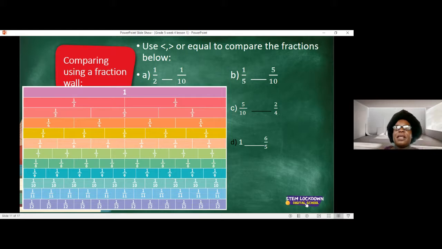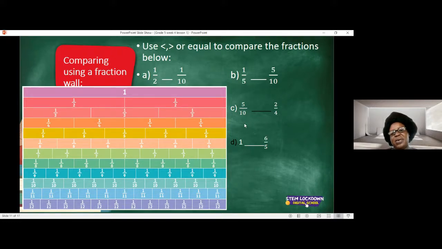And then number B. We are comparing 1/5 and 5/10. So we check where 1/5 is. 1/5 is here. And then where is 5/10? We come to tenths, and we have to count 5. So this is 1, 2, 3, 4, 5. So 5/10 ends here, and 1/5 ends there. Can you see that? So this means that 5/10 is bigger than 1/5.